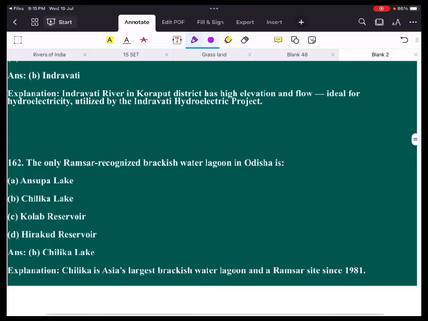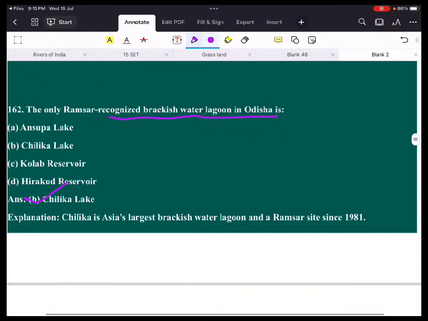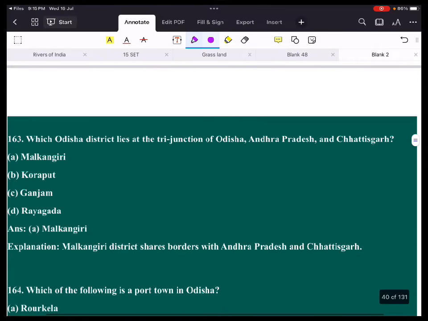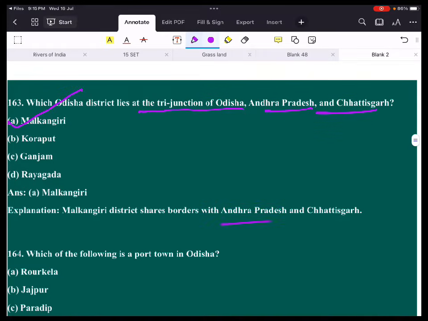The only Ramsar recognized brackish water lagoon in Odisha is Chilika Lake. Option B. Chilika is Asia's largest brackish water lagoon and a Ramsar site since 1981. Which Odisha district lies at the tri-junction of Odisha, Andhra Pradesh and Chhattisgarh? That is option A, Malkangiri. Malkangiri district shares a border with Andhra Pradesh and Chhattisgarh.